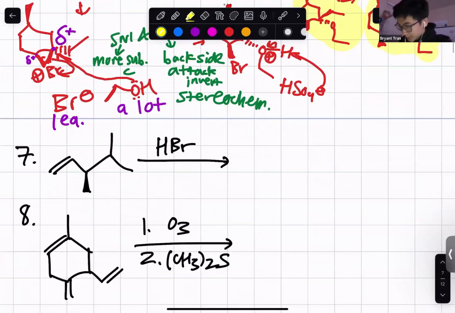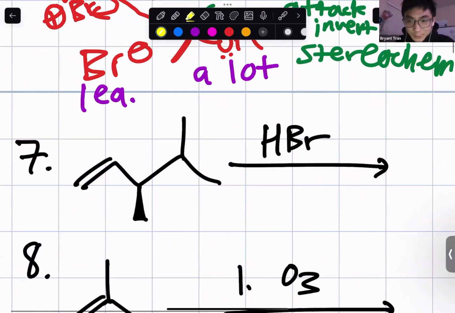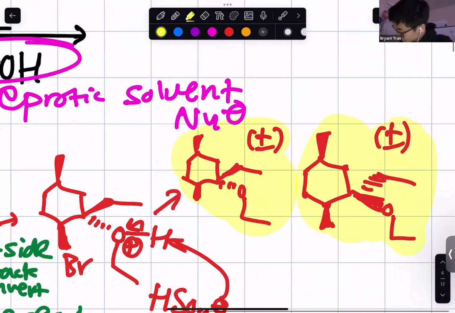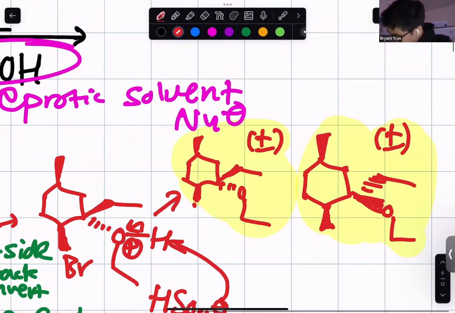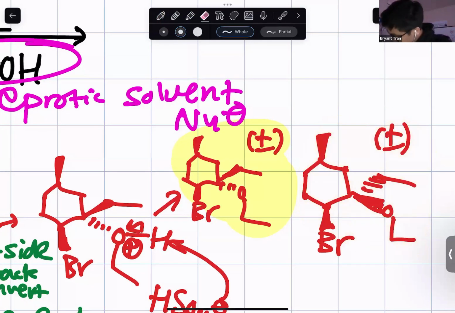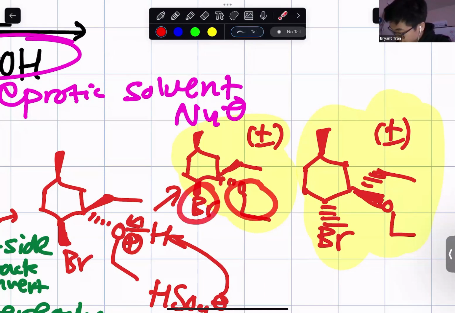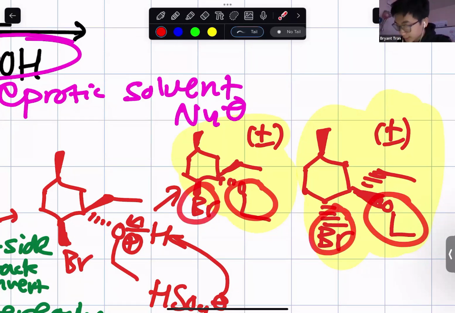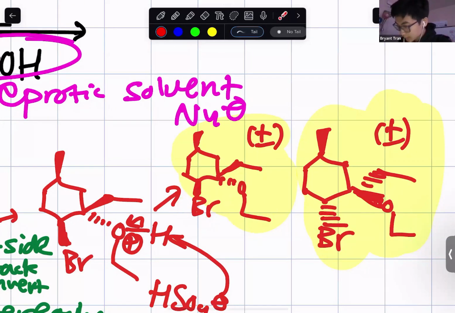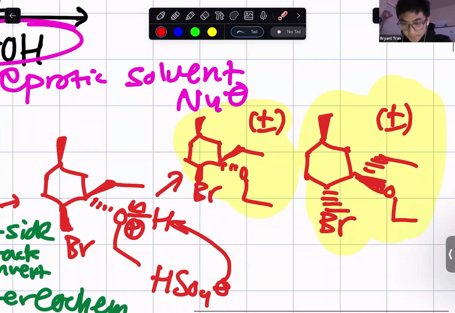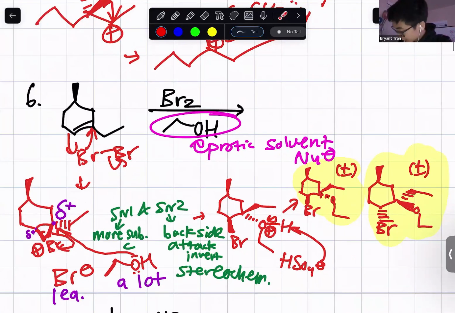Next one. Okay. Can Br be a wedge? Oh wait, this is supposed to be Br here. And then if I flip that, that should be dash. Yeah. Right. We see that this reaction here is anti-addition because the OR is anti to the Br, anti-addition. Yeah, Br can be a dash.